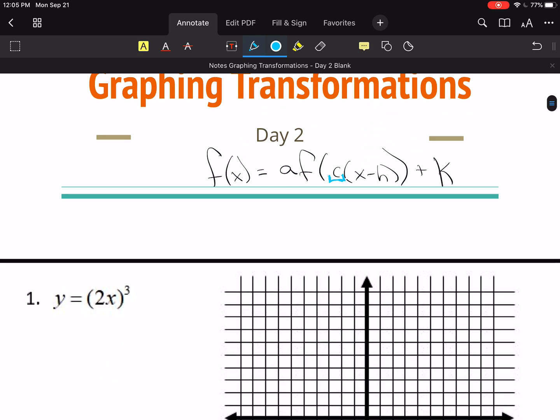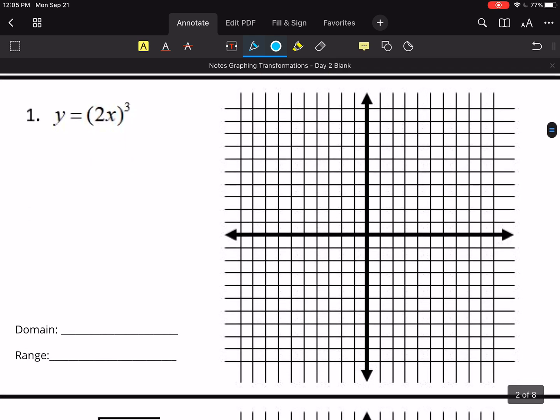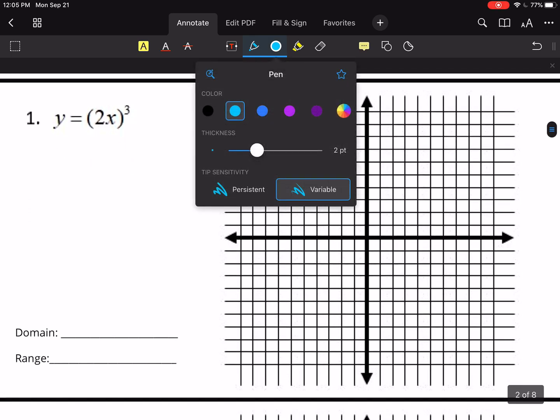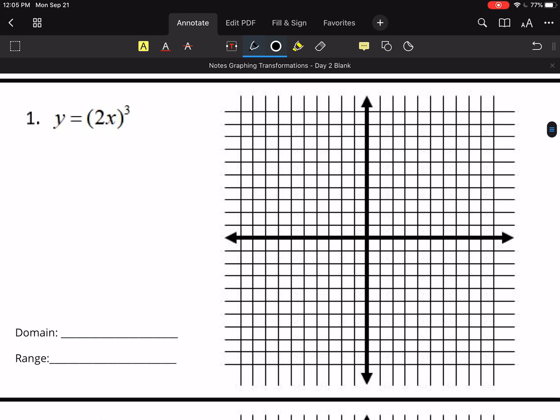So looking at our first example, first thing I want to identify is what parent function this is. I see a cube at the top, so this is a cubic function. We have x cubed, which has this generic shape. So let's start by figuring out all of my different possible transformations.